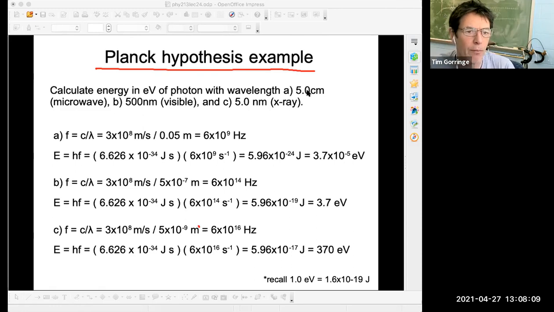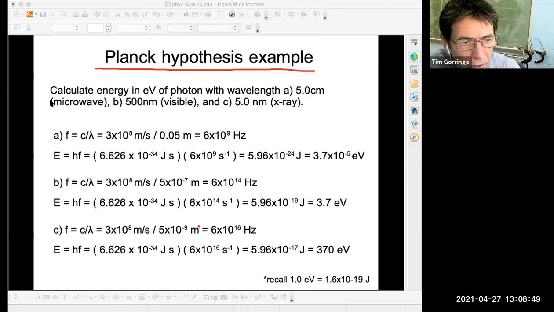The first wavelength is a microwave wavelength. When you switch on the microwave in your kitchen, you think you're safe, but actually that microwave is leaking microwaves all over the kitchen, and they're roughly 5 centimeters. Visible light, you switch on the light, you're immersing yourself in electromagnetic radiation in the range of 500 nanometers. And then you go to the dentist, and the dentist wants to take an x-ray of your teeth. This electromagnetic radiation shining on your mouth and your teeth is about 5 nanometers.